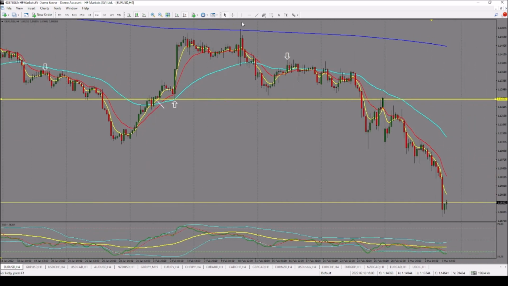In this case, what can we see? A 13/50 EMA crossover has been issued. After a 13/50 EMA crossover has been issued, we wait, or we mark our zones.